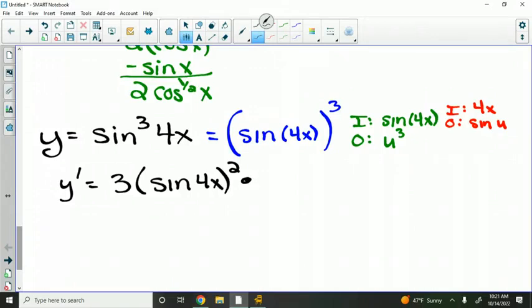So now when we go to derive this, we have a brand new chain rule. The derivative of the outer, cosine, keep the inner, times the derivative of the inner. That's it. I love multiple chain rules.